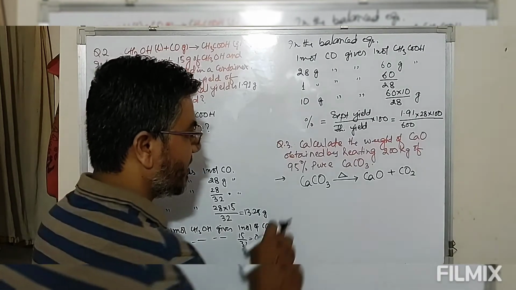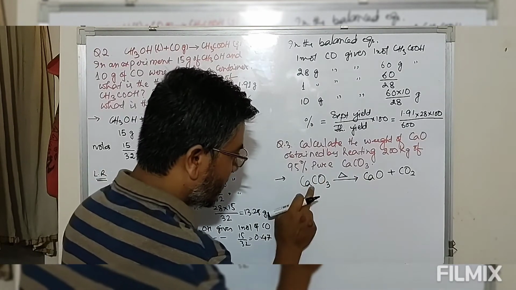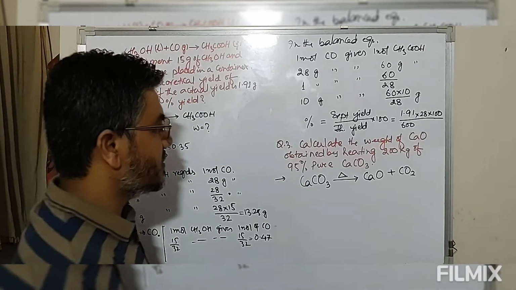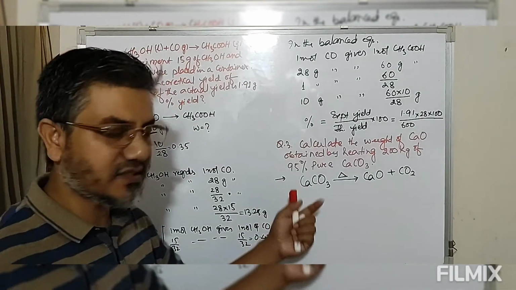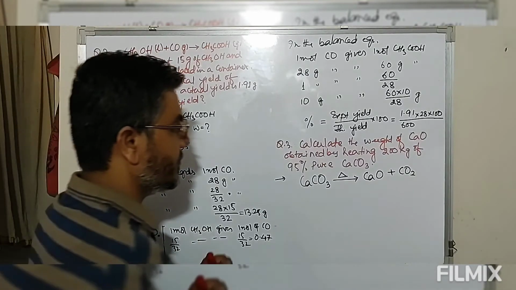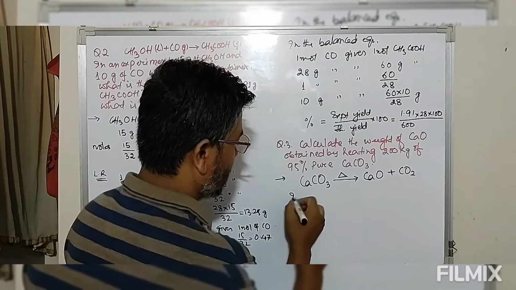If you look at this balanced reaction, this calcium oxide will be coming from pure calcium carbonate only. Since the percentage purity is 95%, it means out of this total sample 5% is impurity and 95% is calcium carbonate. So if you look at this stoichiometric ratio, this is a well balanced reaction.